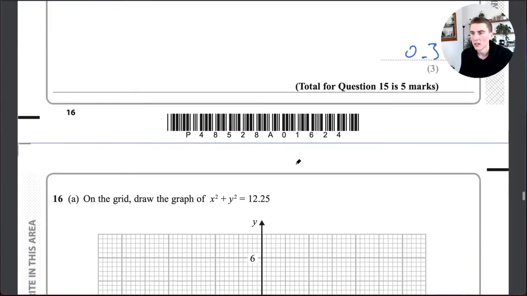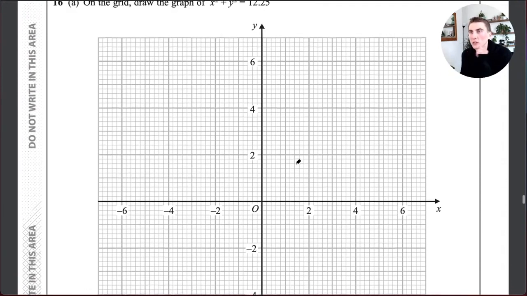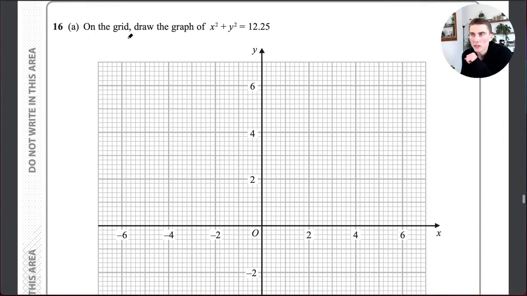All right. So on to question 16. So that's all the questions. It says, on the grid, draw the graph of x squared plus y squared equals 12.25. So this one is the equation of a circle. Whenever you see an x squared and a y squared in an equation together, it's probably the equation of a circle. And normally whatever you have on the right is going to be equal to the radius of the circle squared.